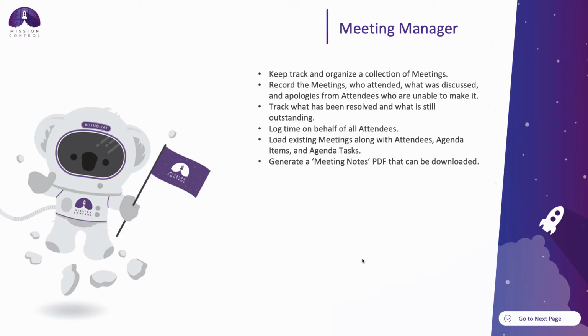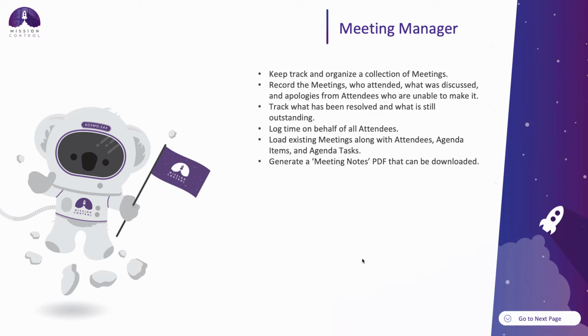The Meeting Manager allows you to keep track of and organize a collection of meetings. You can record information within the meetings, who attended, what was discussed, and even apologies from attendees who are unable to make it. You can track what's been resolved and what is still outstanding, log time on behalf of all attendees, and even load existing meetings along with attendees' agenda items and agenda tasks into the Meeting Manager.